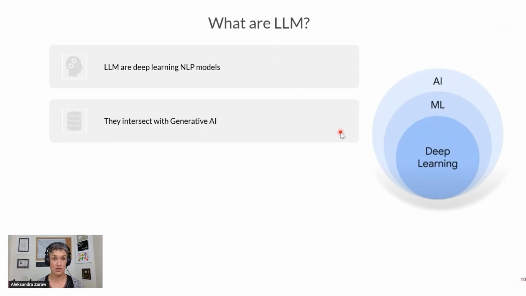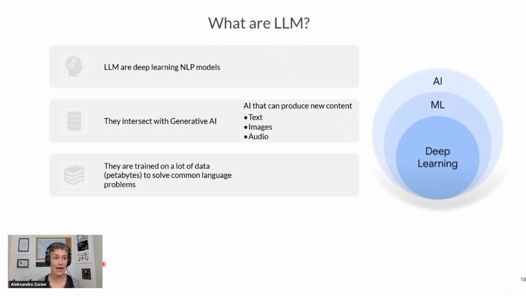Generative AI means it generates something. So what can it generate? New content. It can be text, it can be images, it can be audio, and all this together is called synthetic data. Generative AI synthesizes new data, and those large language models are large, and they are trained on a lot of data. So petabytes of data to solve common language problems.